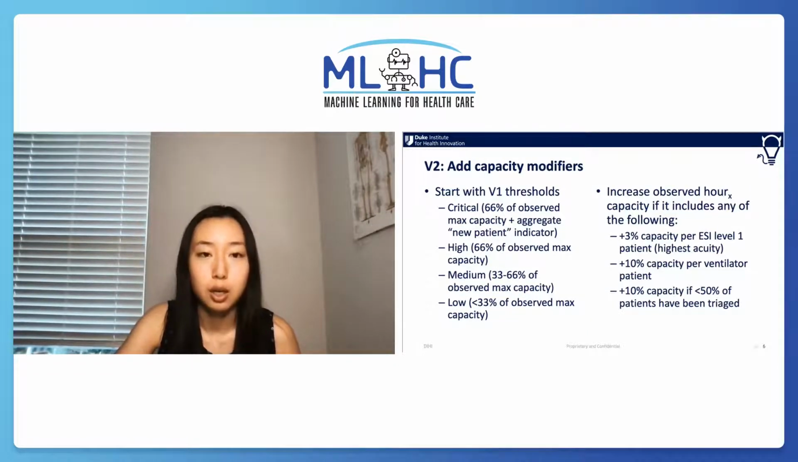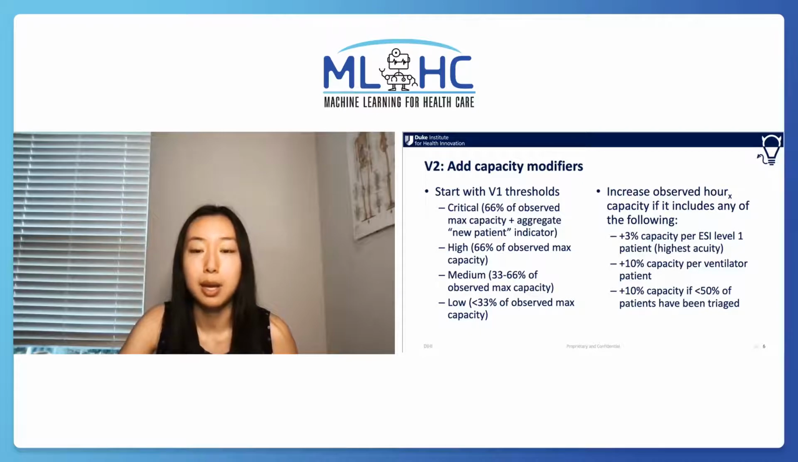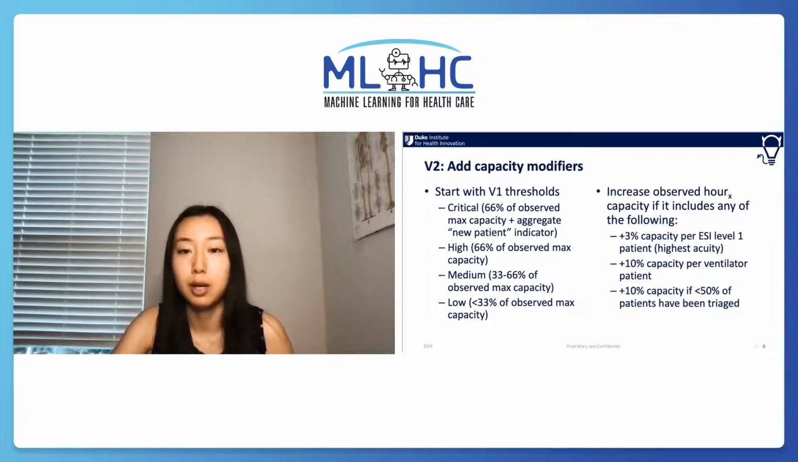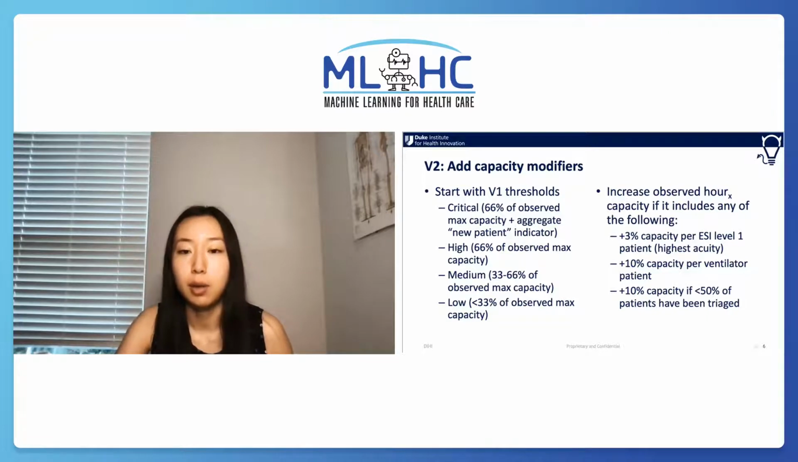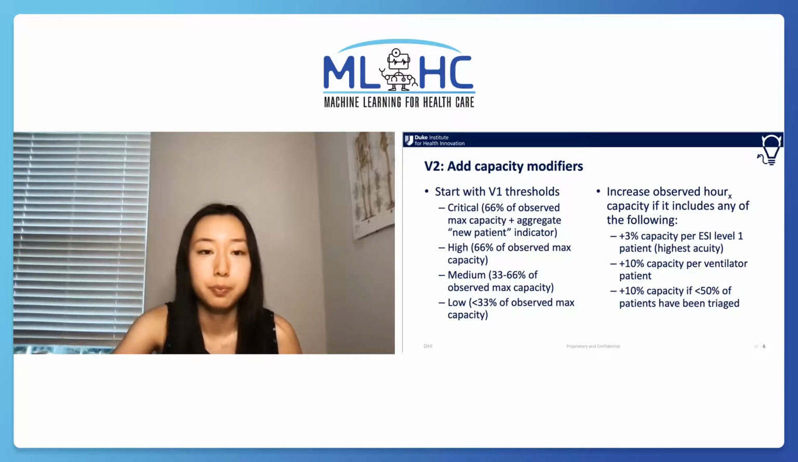For our second version of our algorithm, we decided to add some nuance to that simple categorization in that we boosted the capacity based on input from our clinician collaborators. This is based on their experiences of what they had seen in the ED during their time working there, of what other indicators might indicate an incoming critical period. For example, we added boosts for greater number of severity level 1 ESI cases, as well as ventilator use.